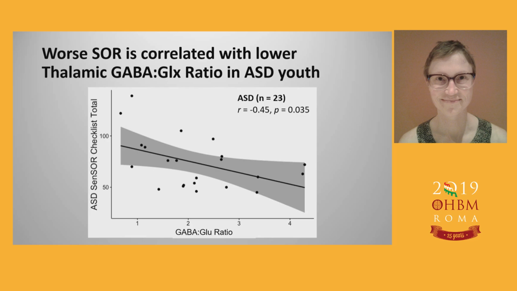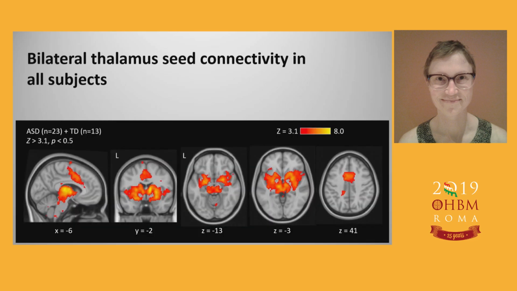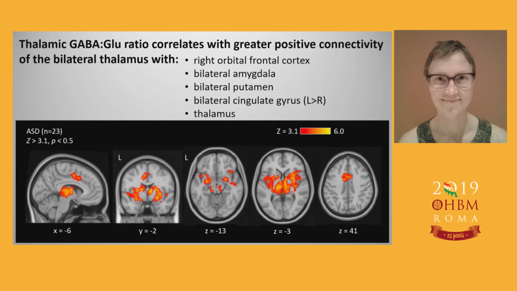So then looking at the bilateral thalamic seed connectivity, just without any regressors first, we see that the thalamus is connected with itself, with the amygdala, with the striatum and putamen, with the anterior cingulate cortex, and then we added the thalamic GABA to glutamate ratio as a regressor. And there's two things you can see here.